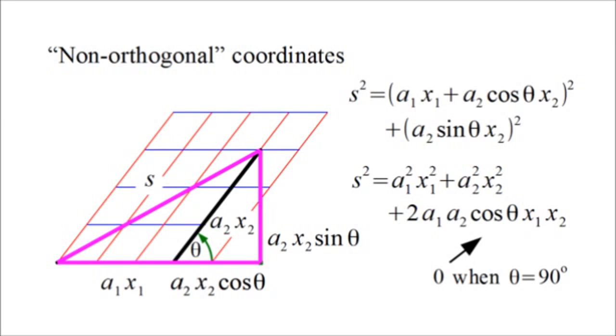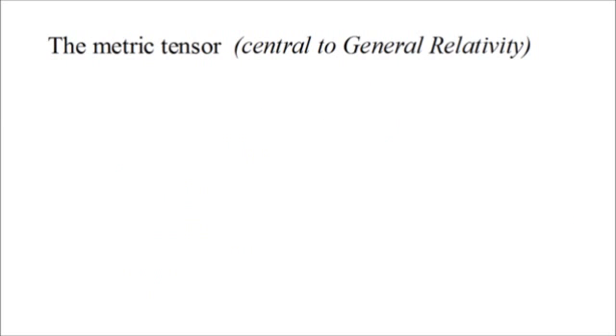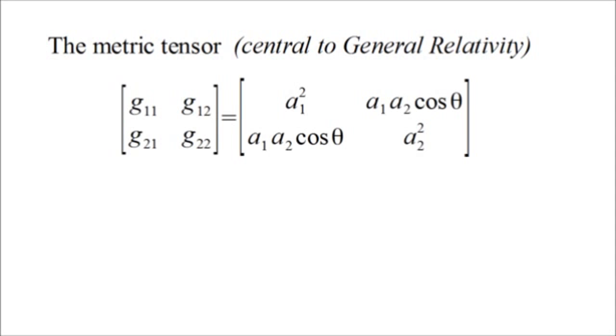to our previous result. Now for bookkeeping convenience, we collect the various factors we've developed into an array called the metric tensor. The metric tensor is absolutely at the core of general relativity. For example, one form of metric tensor describes a black hole, another describes Big Bang cosmology, and so on. For our two-dimensional surface, the metric tensor is a 2x2 array or matrix, and we use subscripts that denote the elements as G11, G12, G21, and G22.